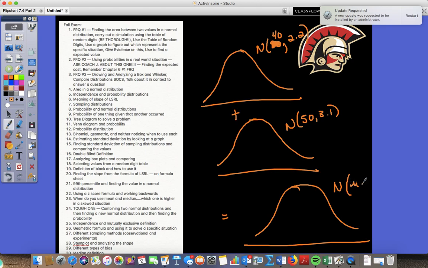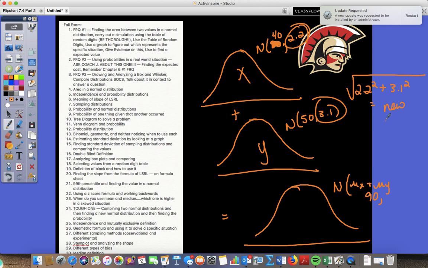Because it's mu of x, which we'll say this one's x and this one's y, plus mu of y. So this would be 90. But one cannot simply add standard deviations, so this is where I would take the square root of 2.2 squared plus 3.1 squared, and that would be my new standard deviation, right? So this would be my new standard deviation.